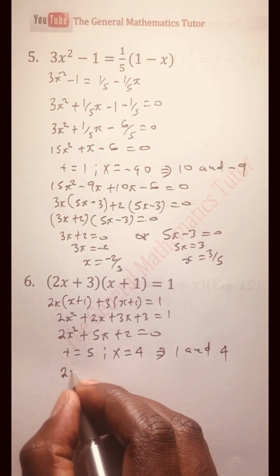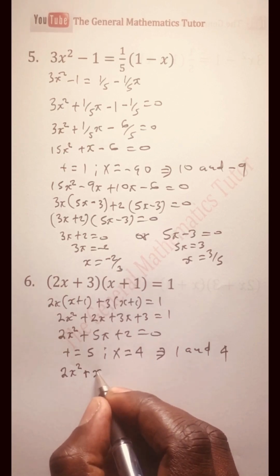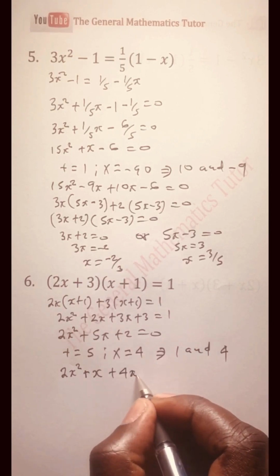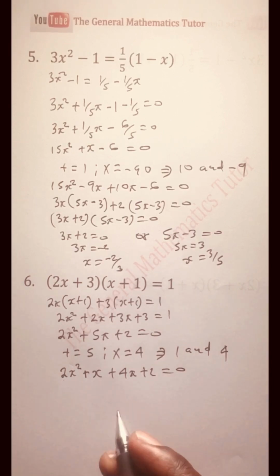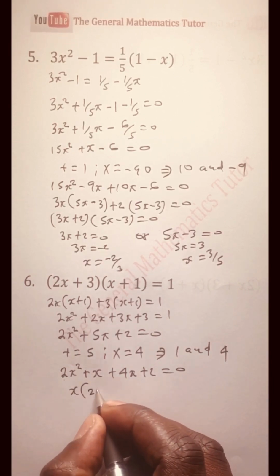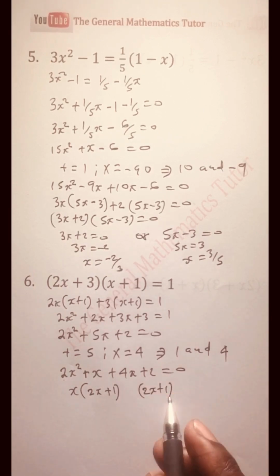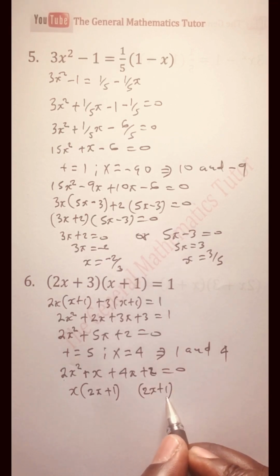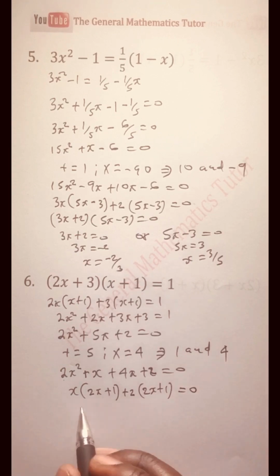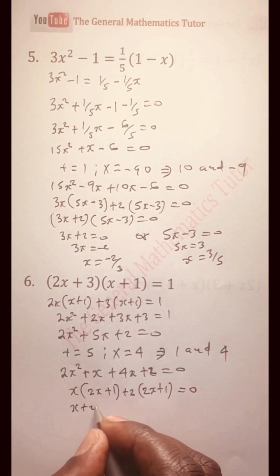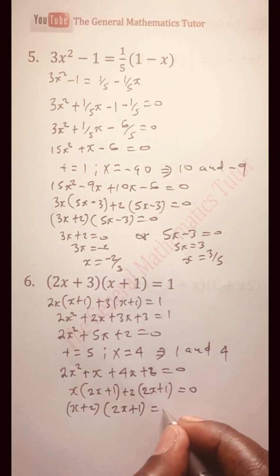So we have the equation as 2x squared plus x plus 4x plus 2 is equal to 0. So the common factor between these two is x. So we have x into (2x plus 1). So you expect 2x plus 1 on this side. So for us to have obtained positive 2, it means we multiplied 1 by positive 2. So we have plus 2 is equal to 0. So (x plus 2) times (2x plus 1) is equal to 0.